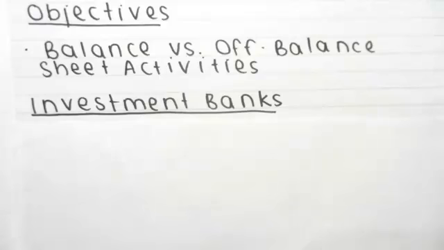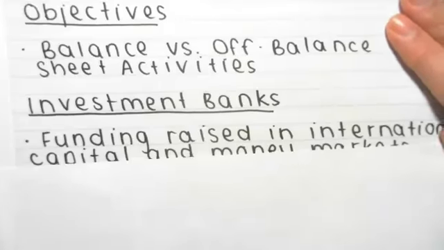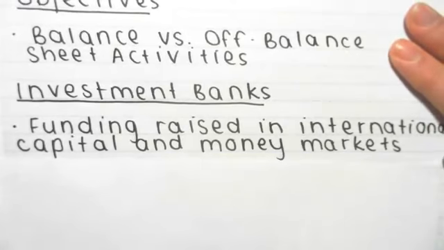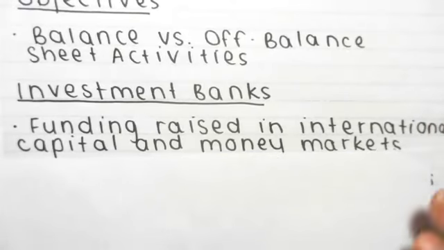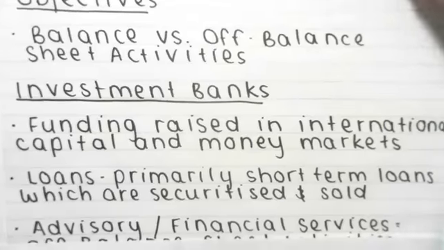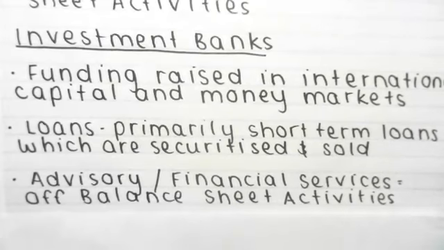And in Australia they're classified as sort of money market corporations, so very short-term markets that they operate in. So funding is often raised in international capital and money markets. They don't provide loans as such, and the ones that they do are very much short-term loans, which are going to be later securitized and sold in the market. So you can see here that they primarily just provide financial and advisory services.